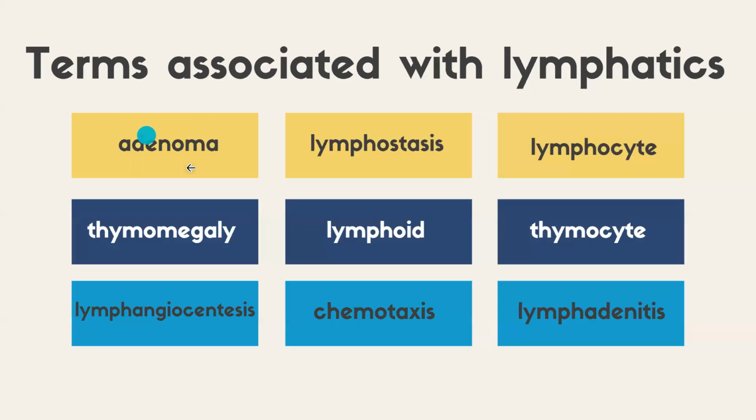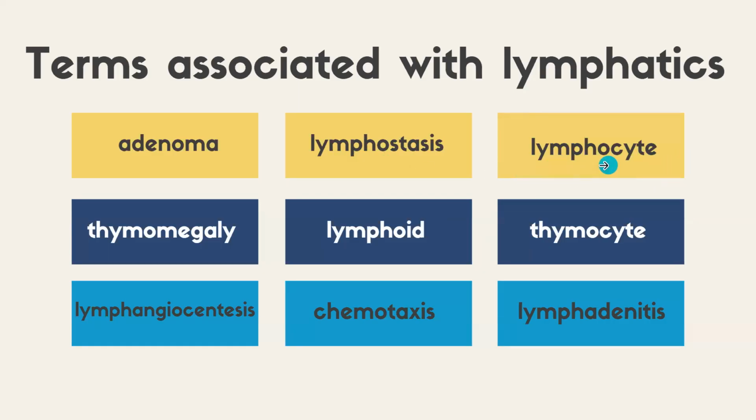So an adenoma. So oma, we've seen plenty of times. That is our suffix for a tumor. And then our combining form aden, or our root aden, is going to be a gland. So that's going to be a tumor of a gland. So an adenoma. Lymphostasis. So stasis means to stop. Lymph is our root for lymph. So lymphostasis would be stopping of lymphatic flow, is what that would end up translating to.